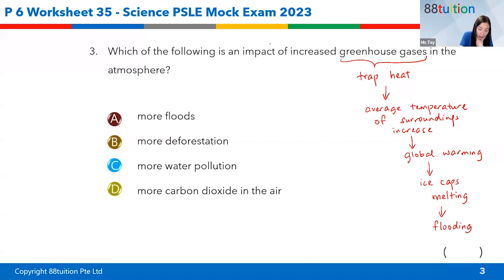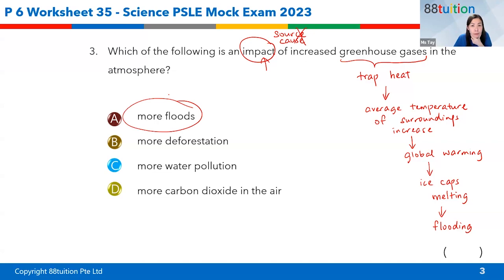Yes or no? They are asking you for impact. So when there is increased greenhouse gases, what will happen? That is the question. Some of you got tricked. Some of you say that it's more deforestation. They thought that it's because of more deforestation, then you get more of the greenhouse gases. This is not asking for the source. It's not asking for the cause of greenhouse gases. They are asking you what greenhouse gases will lead to, the impact. What will it lead to? So it should be more floods.